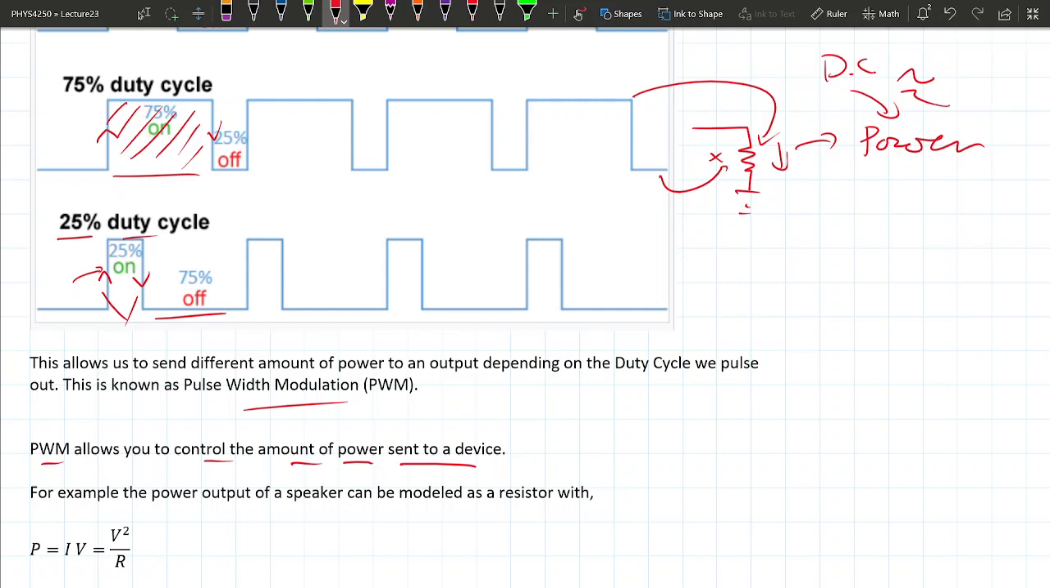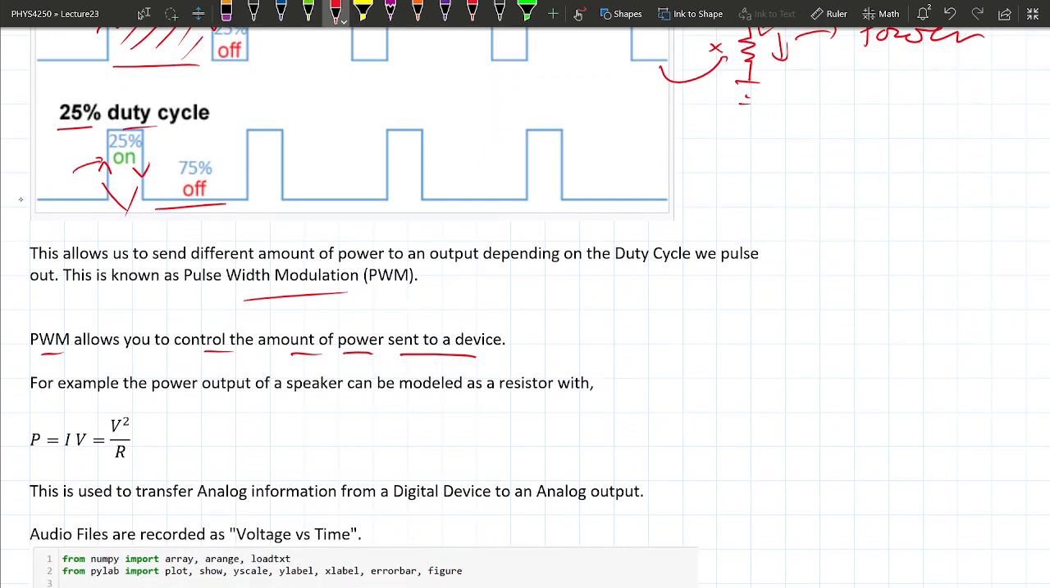So for a speaker, you can model it pretty closely as a resistor, right? If you have a resistor, the power output through a resistor is the current running through that resistor times the voltage drop across that resistor. And you can, of course, use Ohm's law to replace the current with V over R, and therefore the power output is actually proportional to the voltage squared.